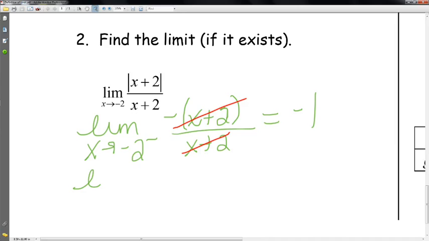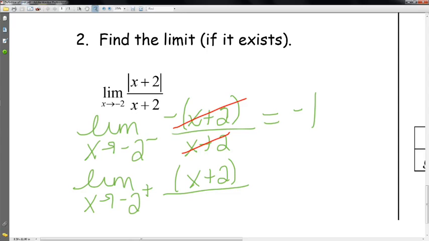So we're going to go ahead and write our limit as x approaches -2 from the right. And again, remember when I talk about the right, this right here denotes the right-hand side. And I'm going to write the positive version of x plus 2, which I just have in parentheses. You don't really need to have that. And let's go ahead and cancel. Finally, we're left with +1.